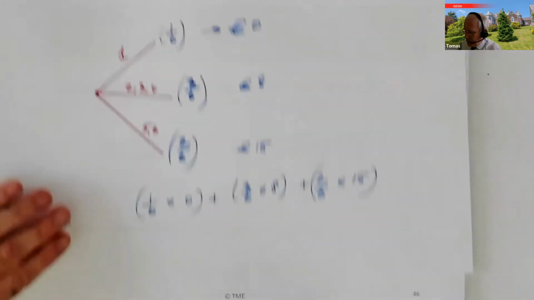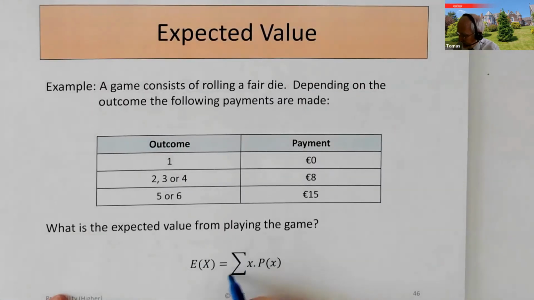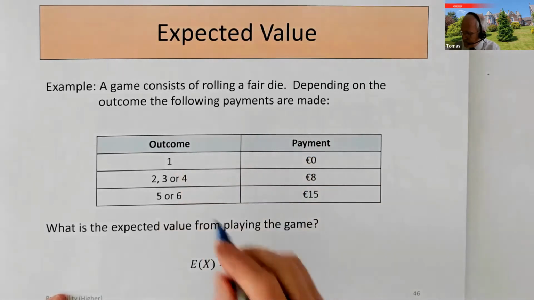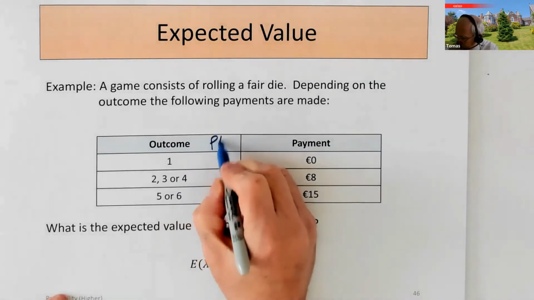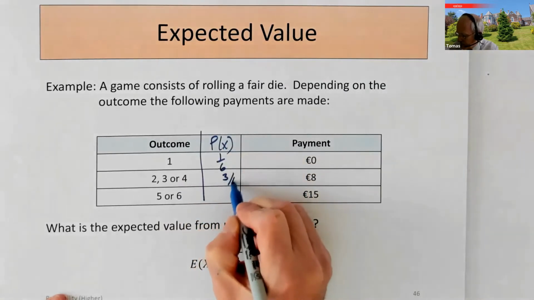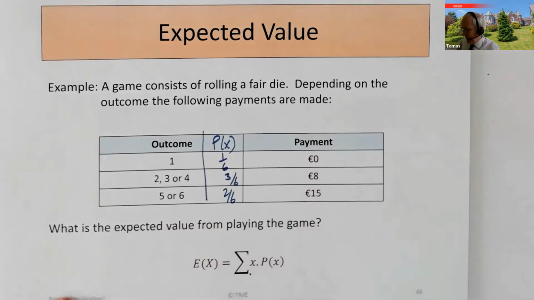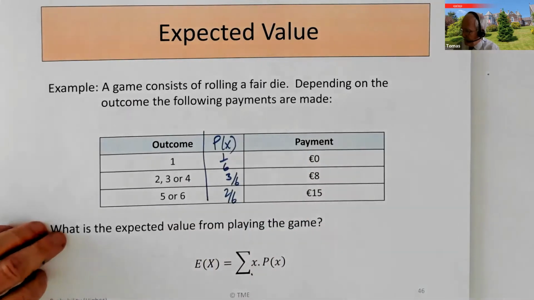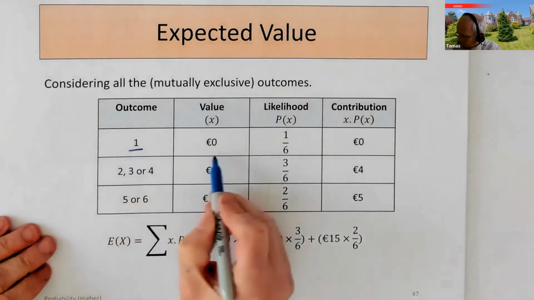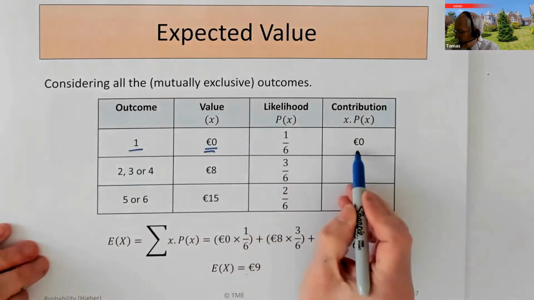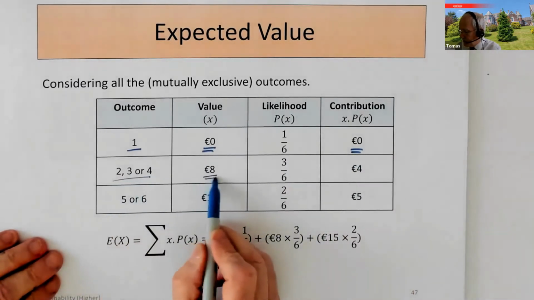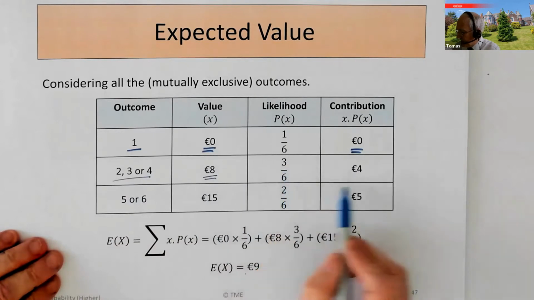So the formula is the sigma, the sum of each of these values by the probability. So the probabilities here are 1 in 6, 3 in 6, and 2 in 6. And that's the amount of money. That's your X value here. So when we put it together, we can say getting a 1, no money, 1 in 6 chance, contribution is 0. 2, 3, or 4, €8, 3 in 6.